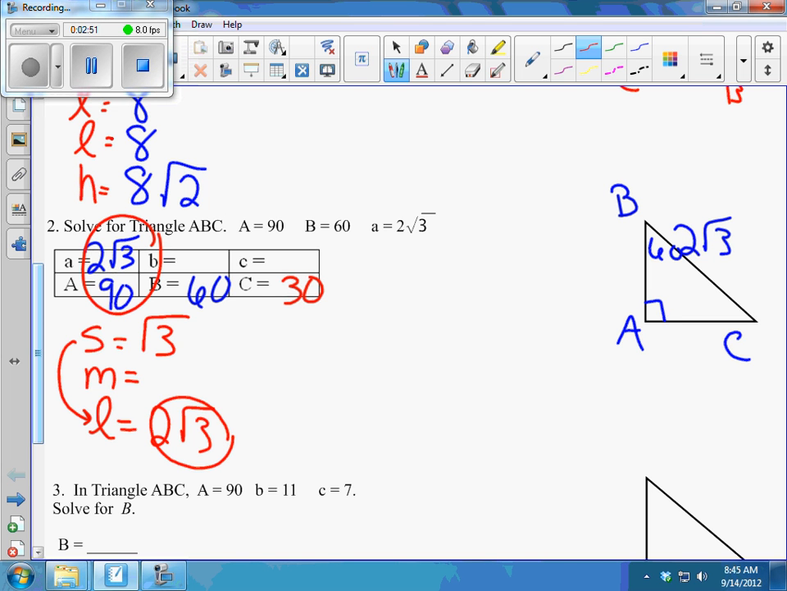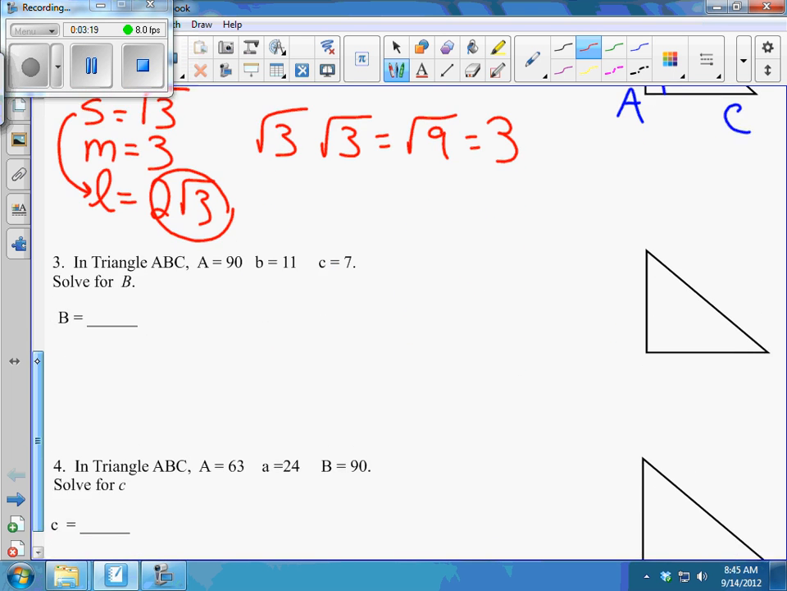And now to go from my short side to the medium side, I need to take the short side, the square root of 3, and put a square root of 3 with it, which when I actually multiply that gives me the square root of 9, which turns out to just be 3. So my medium side is worth 3. And now I can go in and fill in my other sides. My longest side is already done for me. My shortest side is the square root of 3, and the longest side is worth 3.